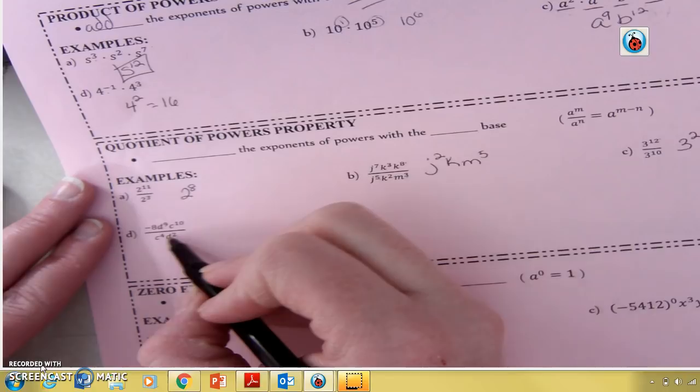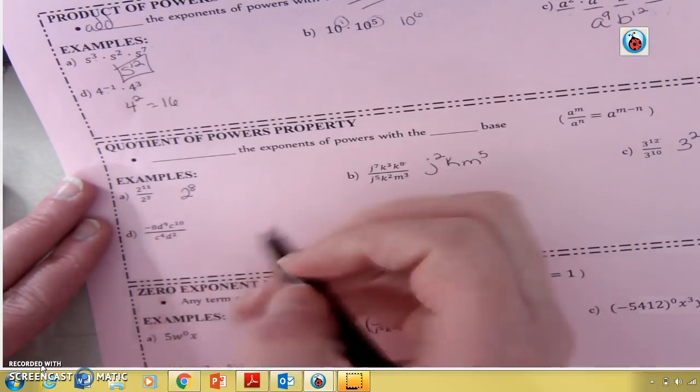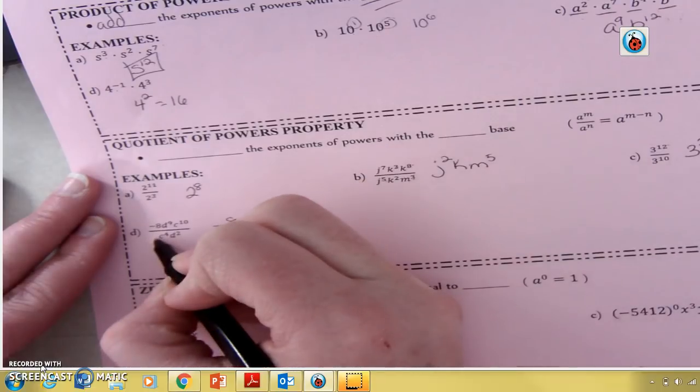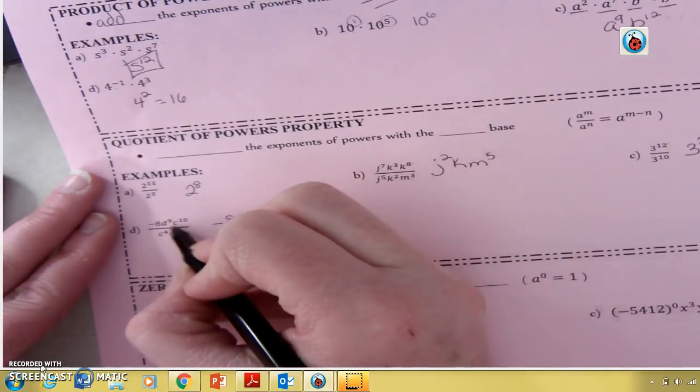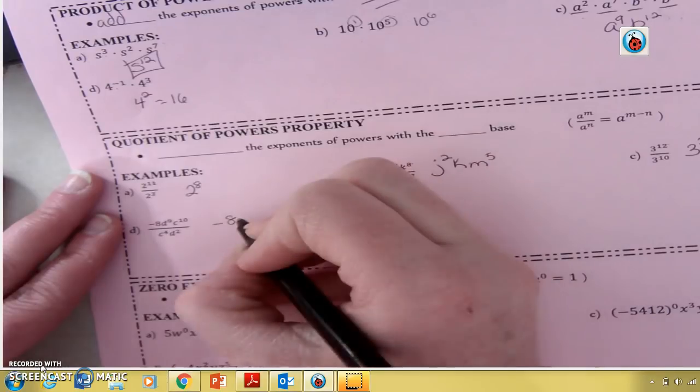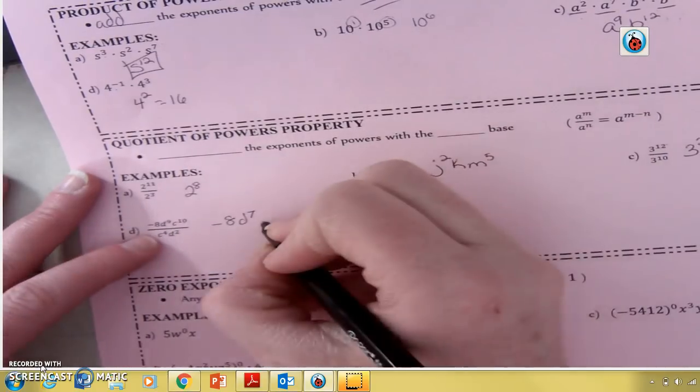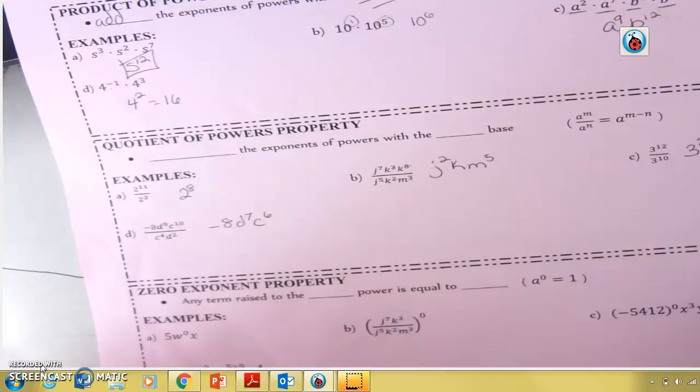All right, here, it doesn't matter that they're not lined up. We still do the same thing. One, we keep negative 8 where it is, because that has nothing to cancel out. If I look at these, 9 minus 2 is 7. And then 10 minus 4 is 6.